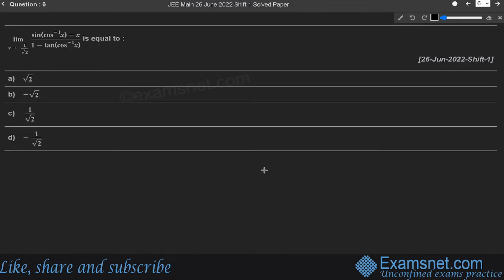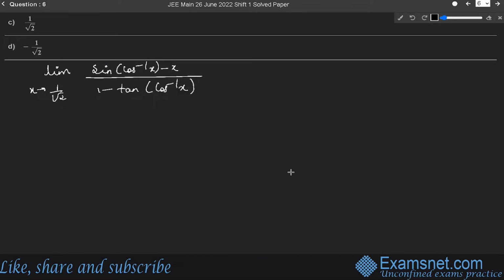Next question is a very, very important question. It is from the limits. The question is limit x tends to 1 upon root 2 of (sine of cos inverse x minus x) divided by (1 minus tan of cos inverse x) is equal to. So we have to find its value.